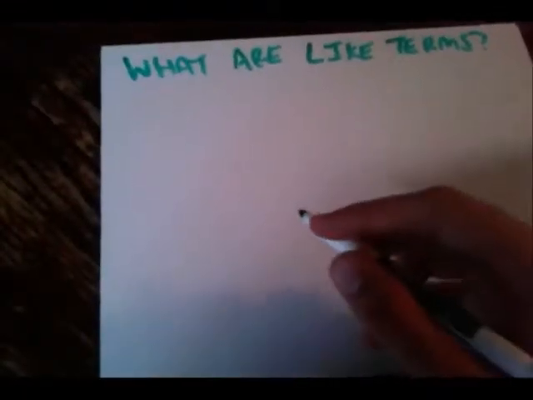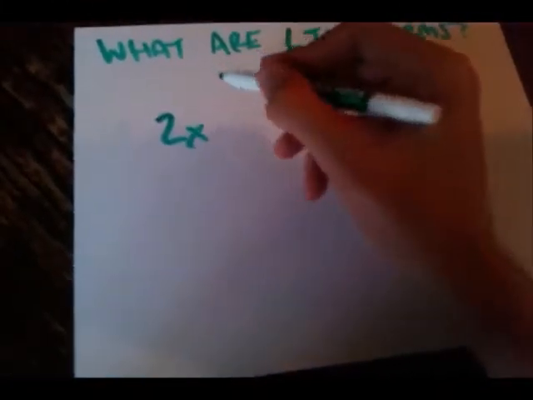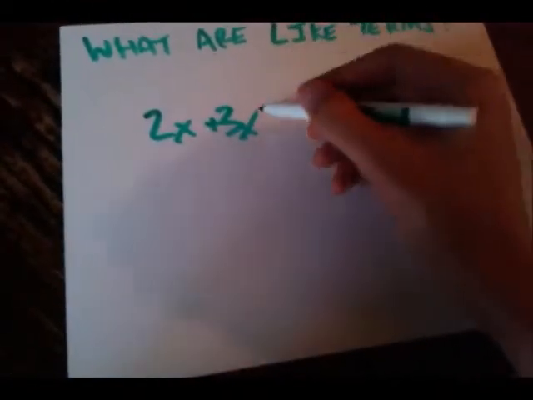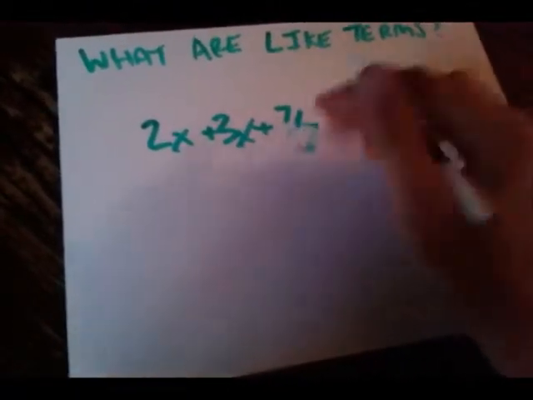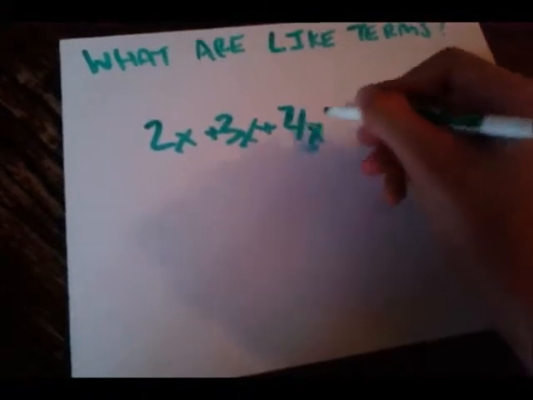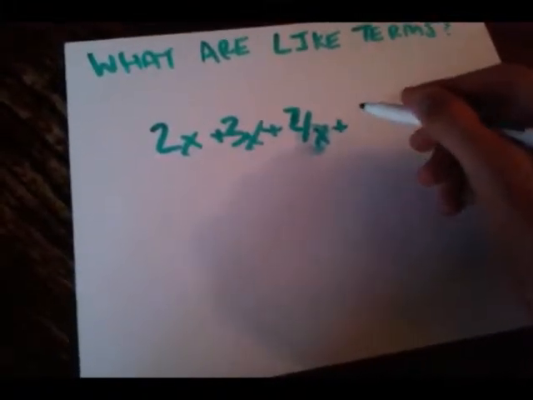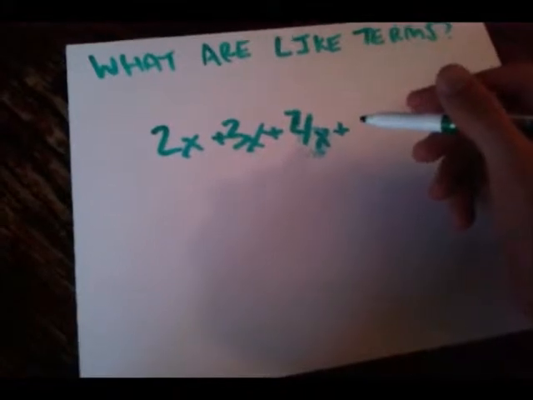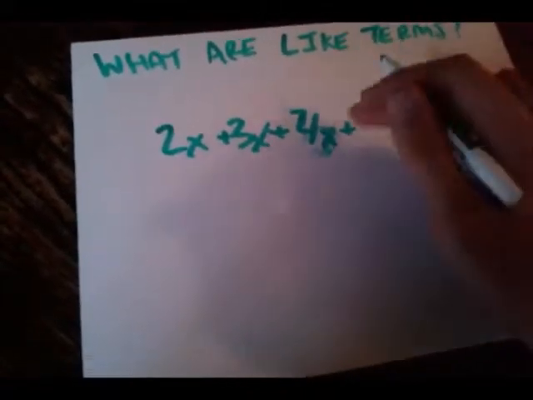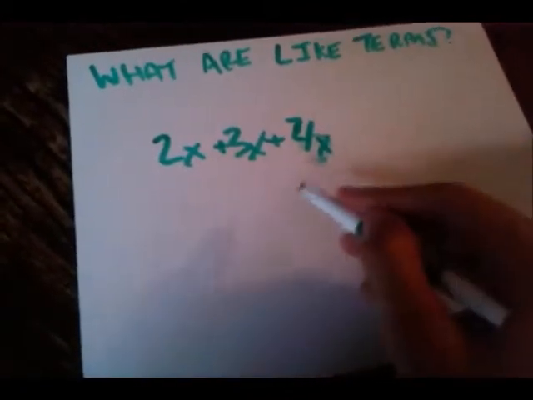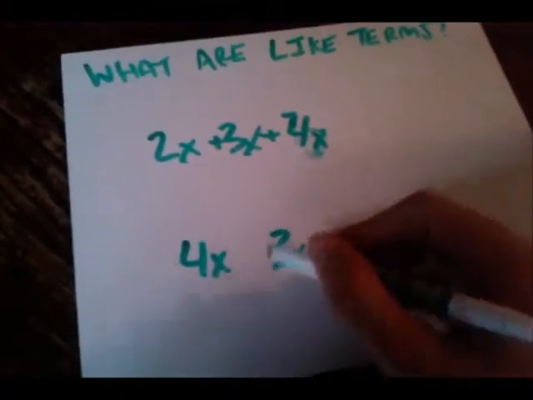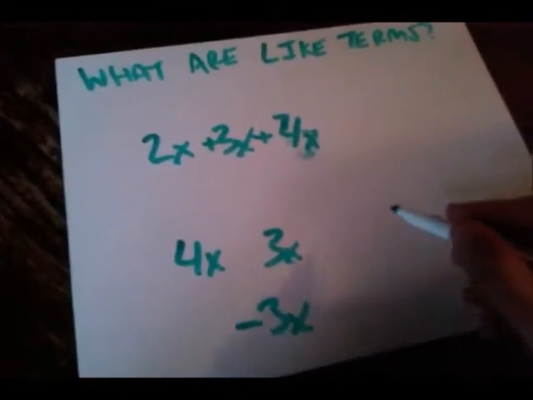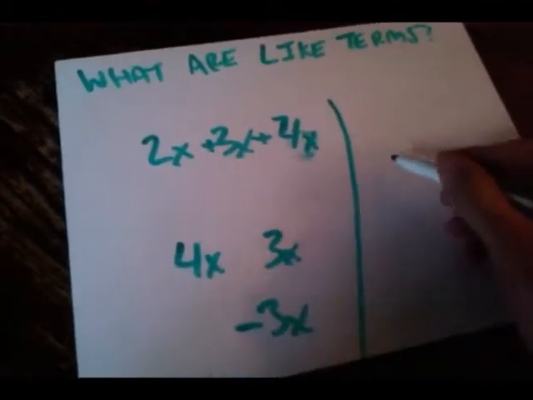Alright, so what are like terms? Well, like terms are these: 2x plus 3x plus 4x. Think about like terms as terms that you can add them. So we'll get to that later. Basically, this is a like term, like term, like term. So those are one kind of like terms.